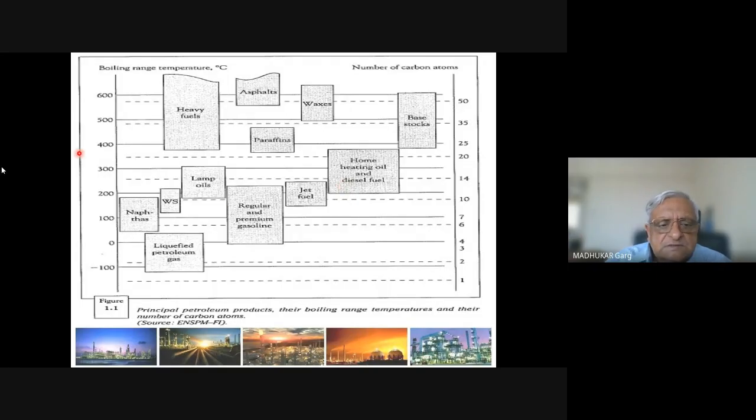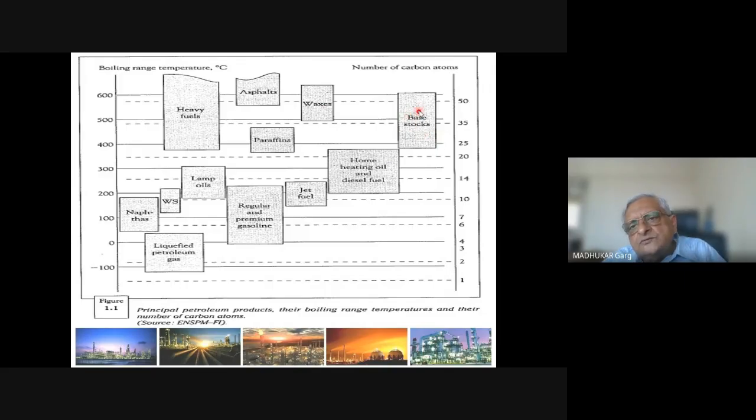This picture is very good in the way that you can see the boiling point going from -100 to +600, and the carbon range from 1 to 50. This is where the LPG is, and then the naphtha or gasoline. This is a graph which you can study in your own time. Then this is jet fuel. As you can see, the higher your carbon number, the higher the boiling point. Then your diesel fuel, and then of course the waxes and the lubricating oil range.